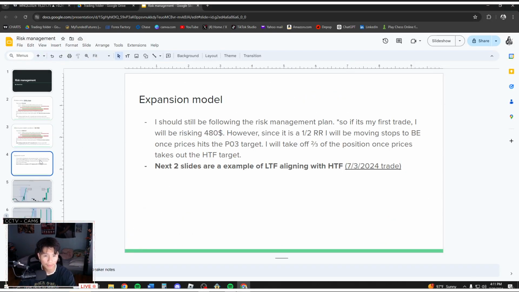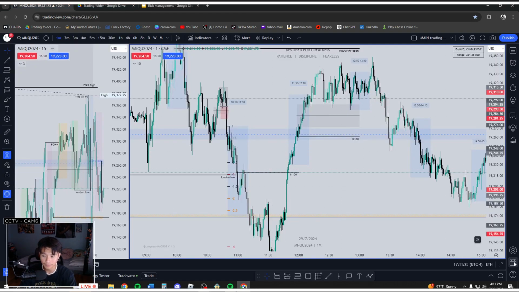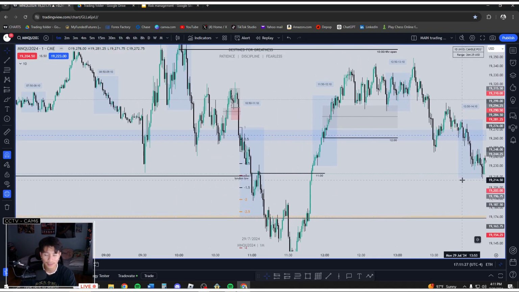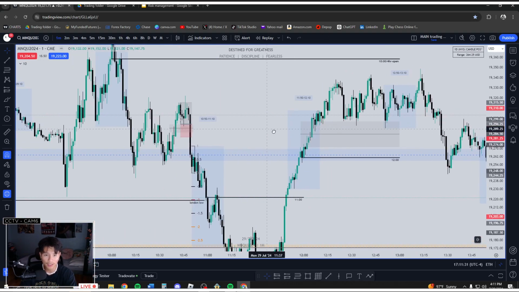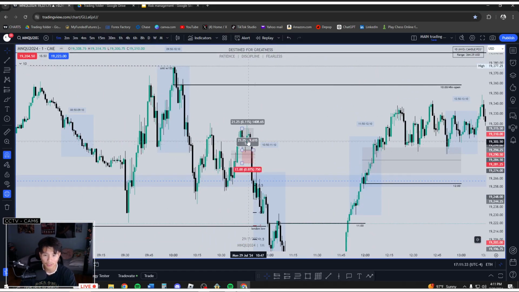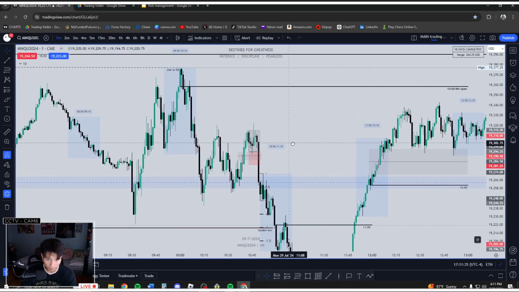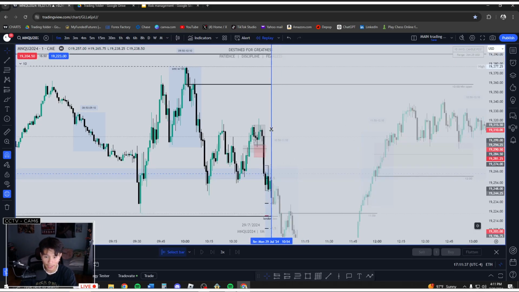So I'm going to go over some trades here. This is the chart for July 29th, and let's say I was actually thinking about taking this trade here. This is actually based on, I'll tell you guys why I was looking at this one.